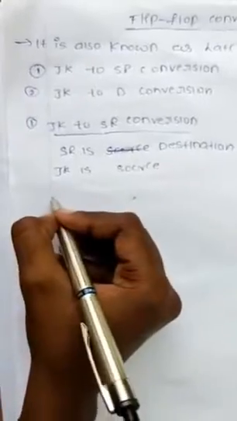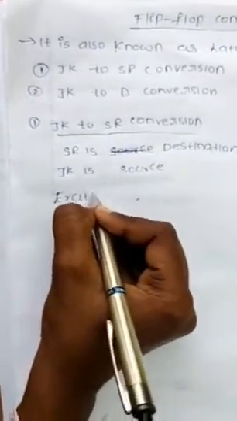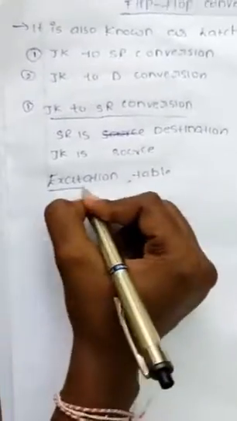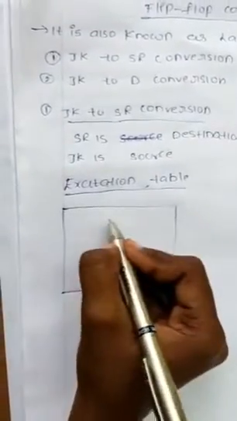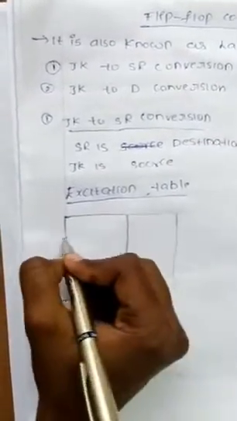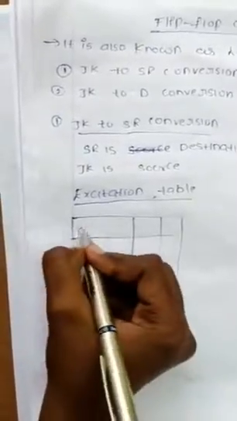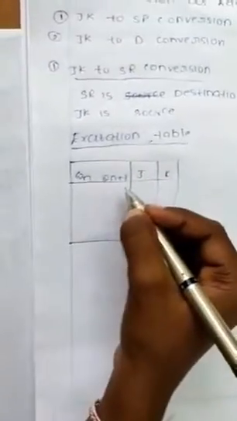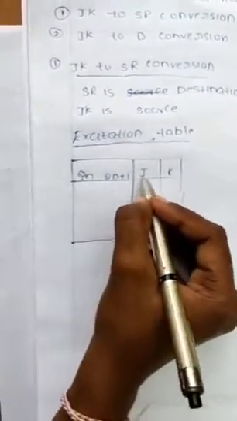Now first we draw the excitation table. From this excitation table we are going to learn the JK values. So first draw the excitation table in this way. Next, Q of n plus 1 and JK. These are the values we have to present in the excitation table.